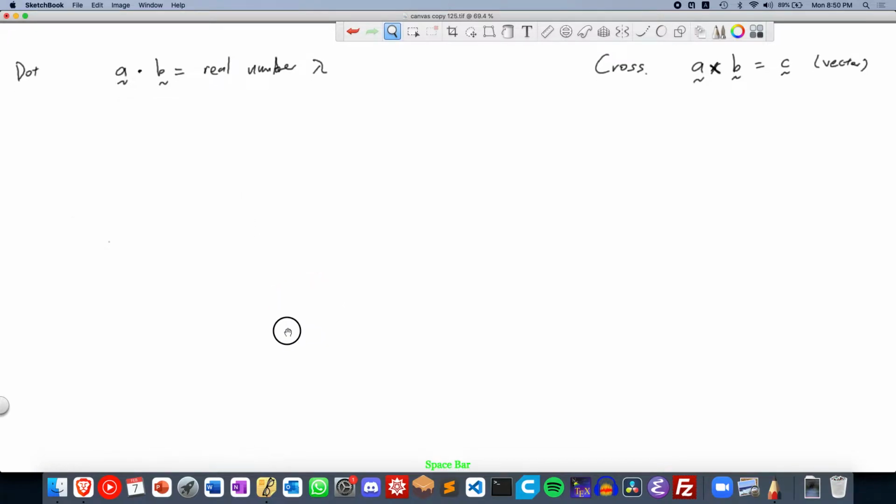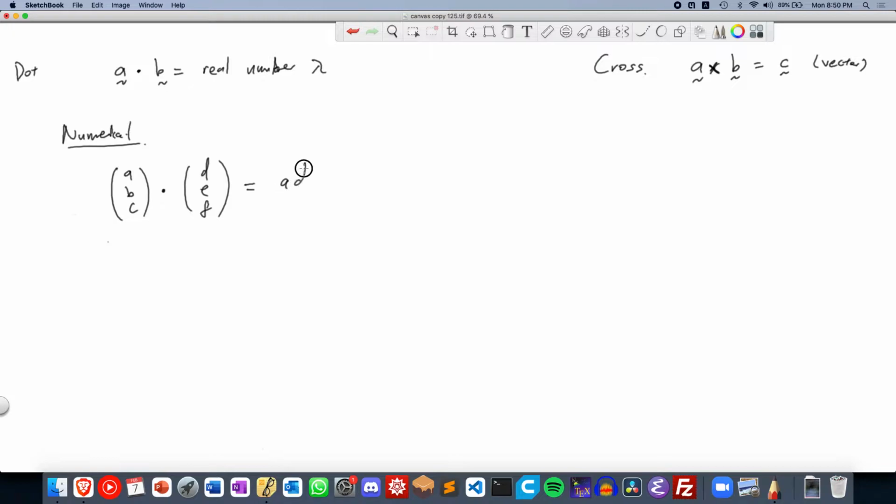So for the dot product, let's talk about it numerically first. Numerically, how do you calculate the dot product? Let's say we are given (A, B, C) dot (D, E, F). The dot product between these two vectors is AD plus BE plus CF. So let's go through an example.